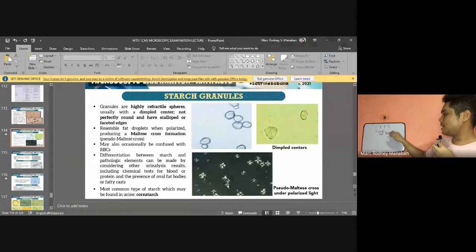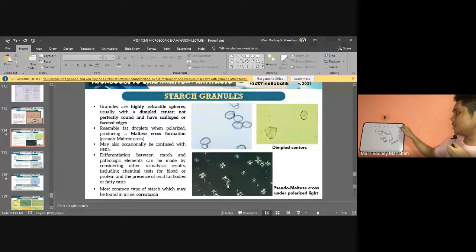Okay. Oval fat bodies. F is for fatty casts. The other F is for fat globules or fat droplets. And the S is, of course, starch granules. Take note, kaning first, ang OFF, ay, only fan, sarap.